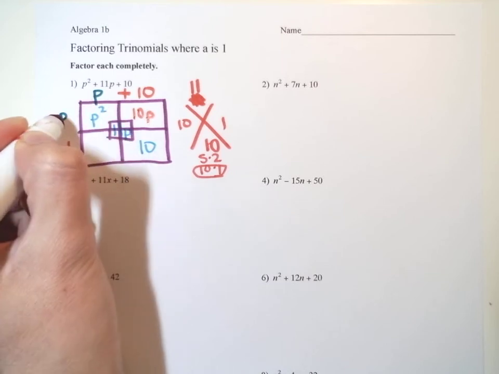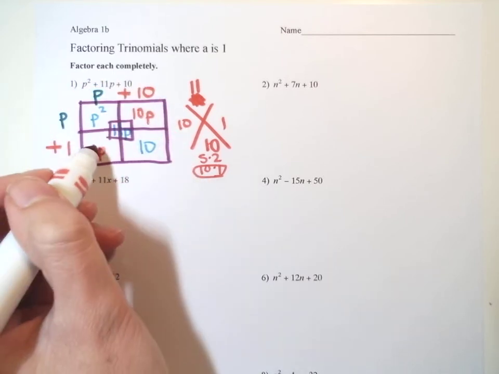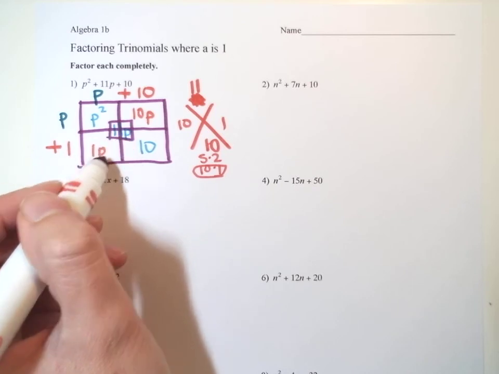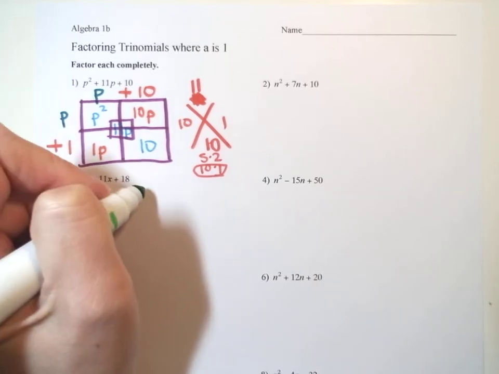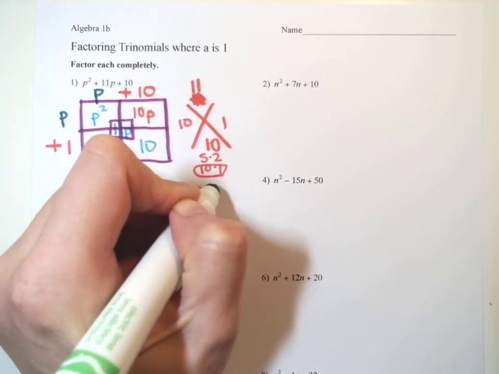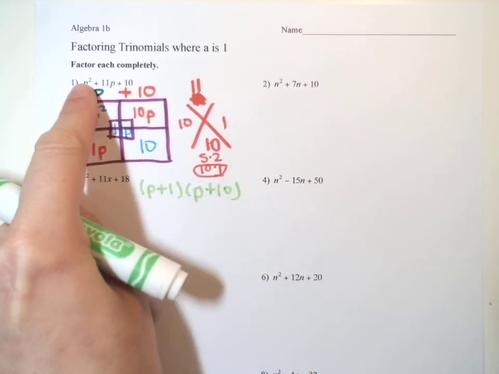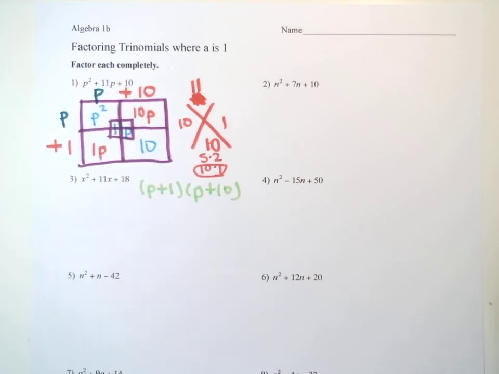And p times 10 is 10p, and 1 times p is 1p, and those should add to this little box. And 1p plus 10p give us our 11p. So we now know our factors are p plus 1 times p plus 10. When we multiply those, we will get p squared plus 11p plus 10.